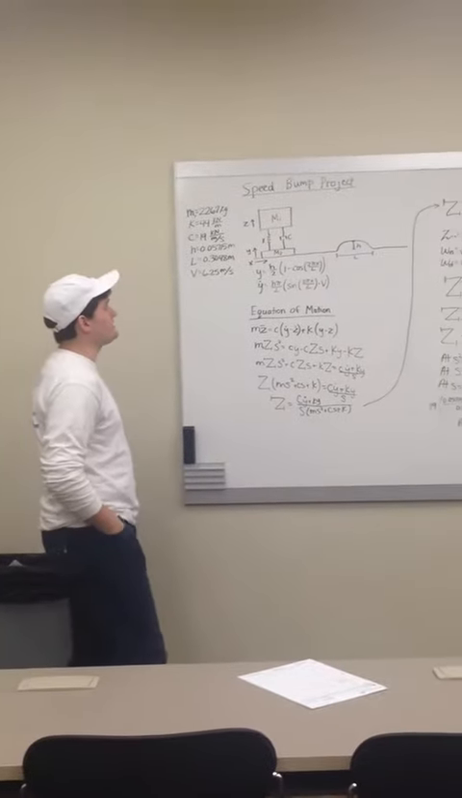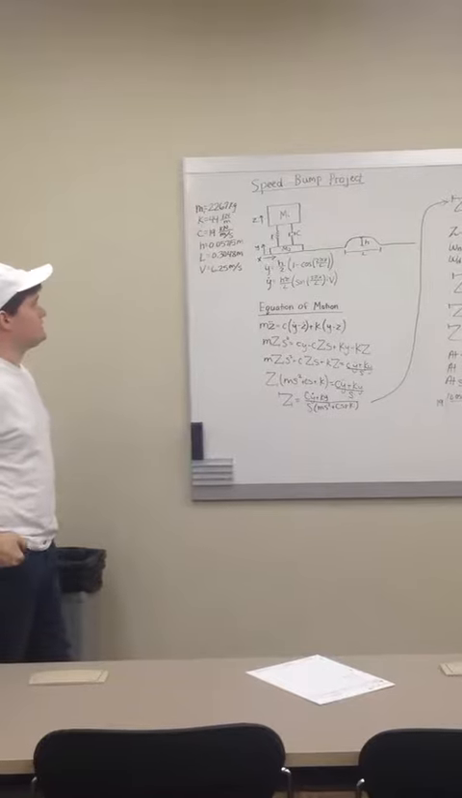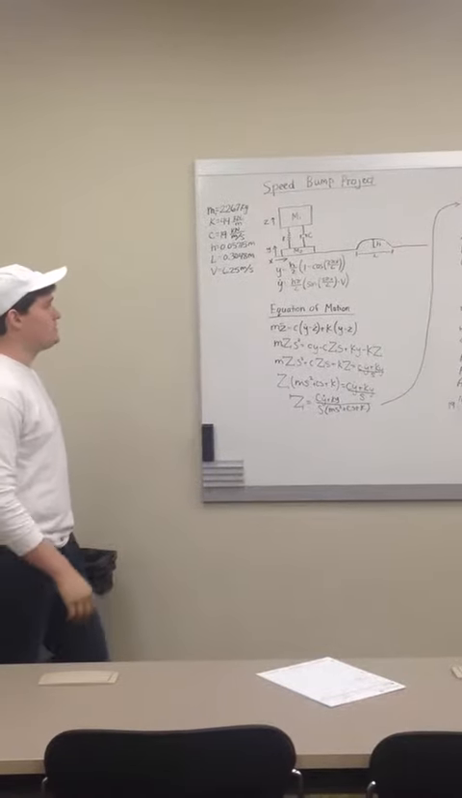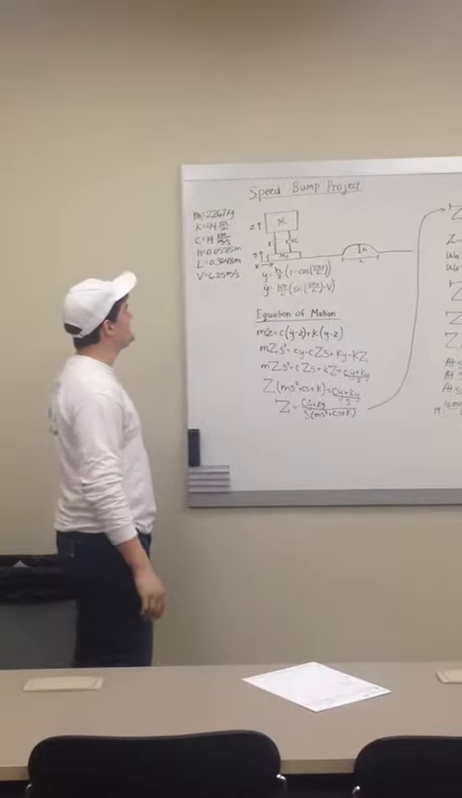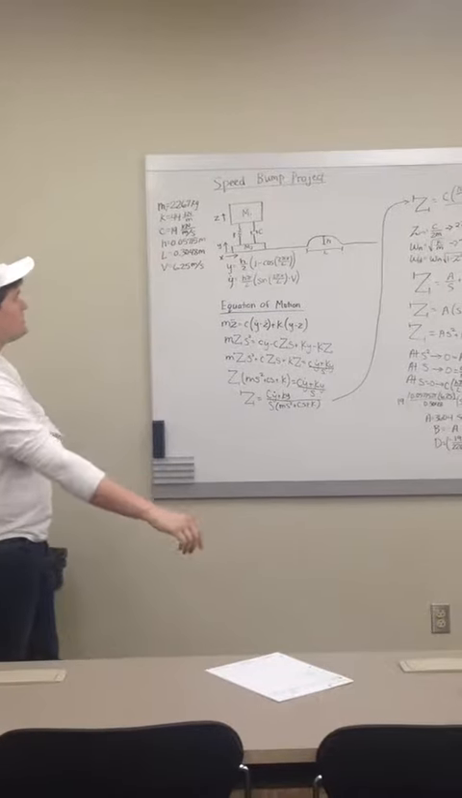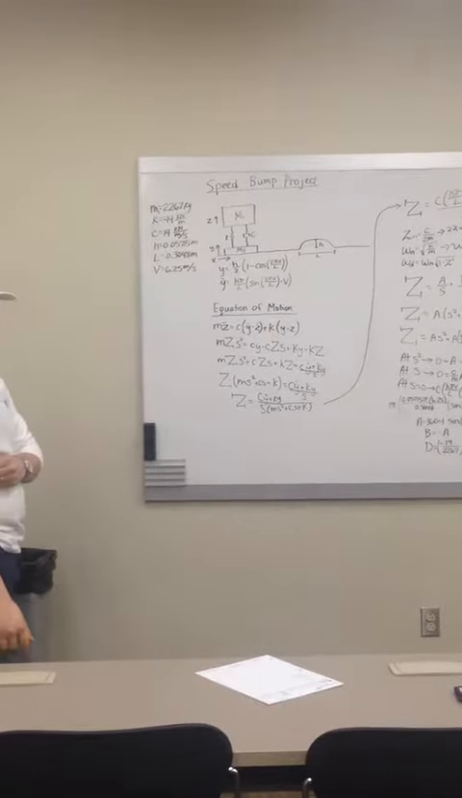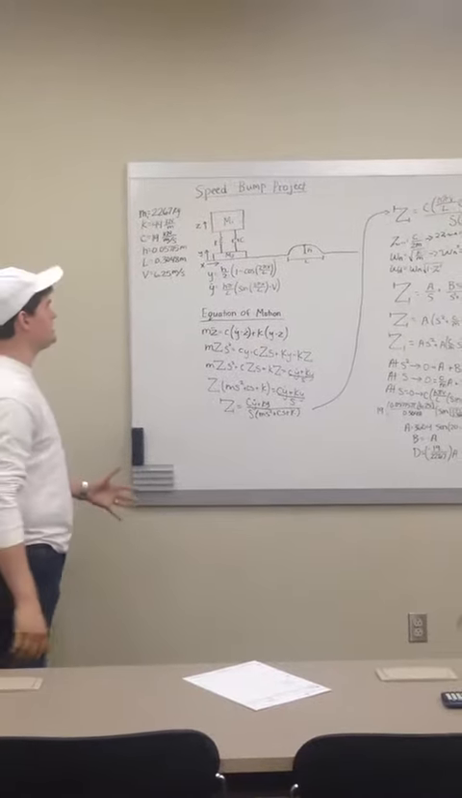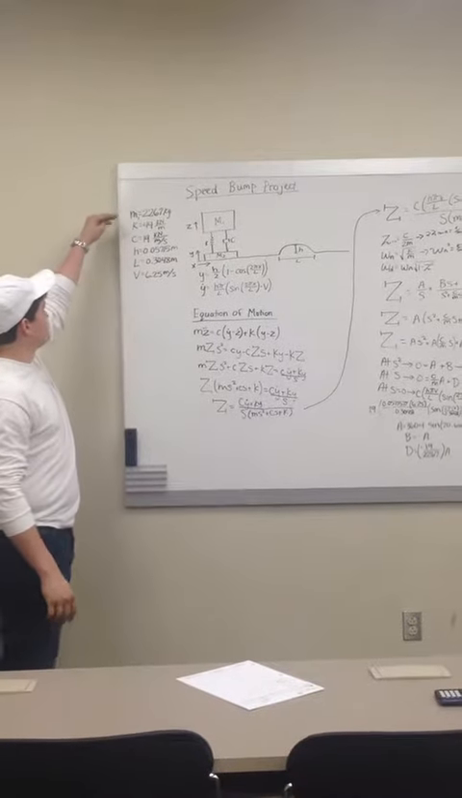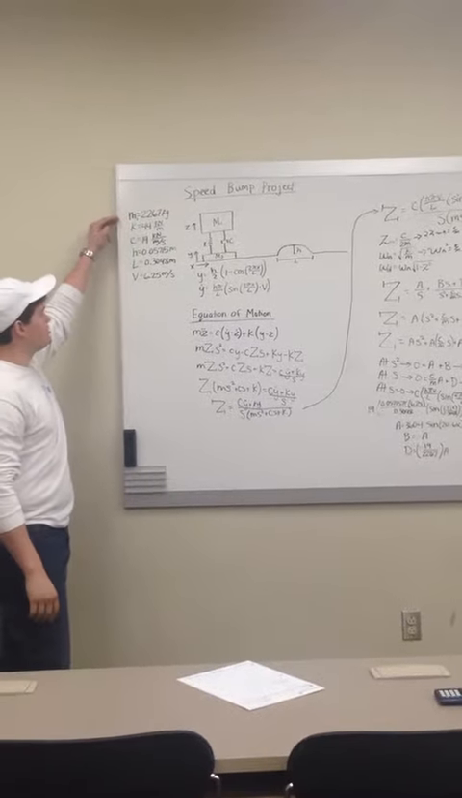For this project, we were asked to simulate the response of a vehicle driving over a speed bump. So this is Ben, Aaron, and Kent. We used Kent's truck. It's a 2014 GMC Sierra, so it's a full-size truck. We were able to determine the mass just based on specifications.